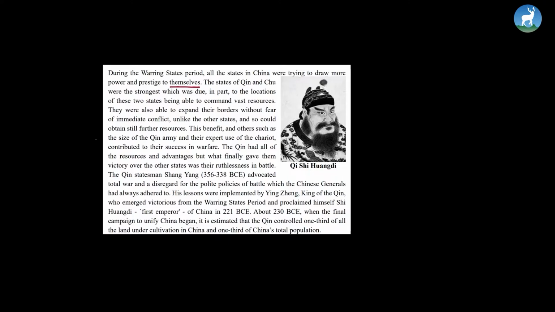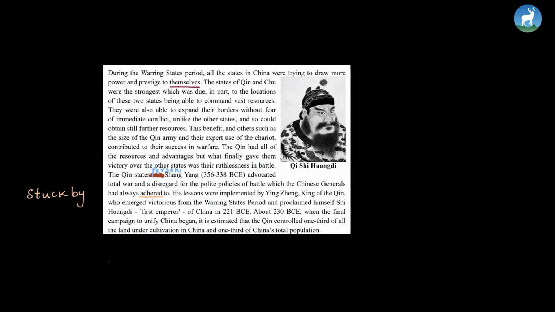This benefit and others, such as the size of the Qin army and their expert use of the chariot, contributed to their success in warfare. The Qin had all of the resources and advantages, but what finally gave them victory over the other states was their ruthlessness in battle. The Qin statesperson Shang Yang, 356 to 338 BCE, advocated total war and a disregard for the polite policies of battle which the Chinese generals had always adhered to.